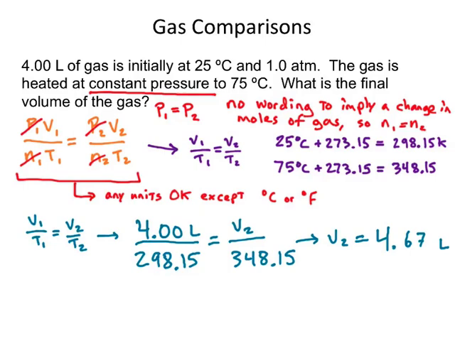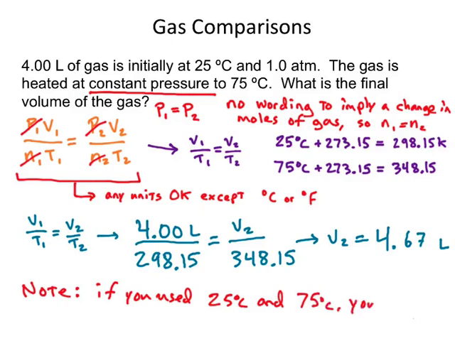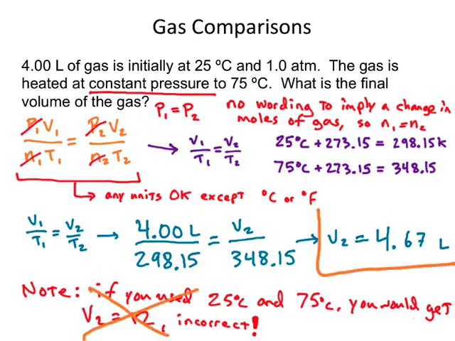Great. One last thing to point out to again illustrate this change is, okay, if you use 25 Celsius and 75 Celsius in this problem, you would calculate a volume of 12 liters. And that's wildly incorrect compared to the actual amount that we found when we did it the right way. So ignore that, and use this value up here as your correct answer.